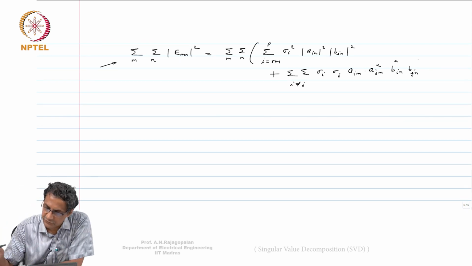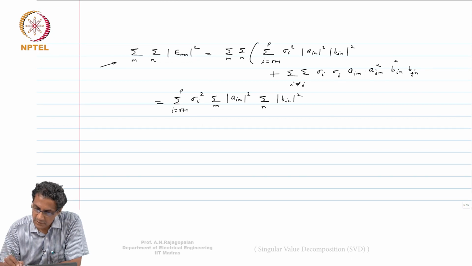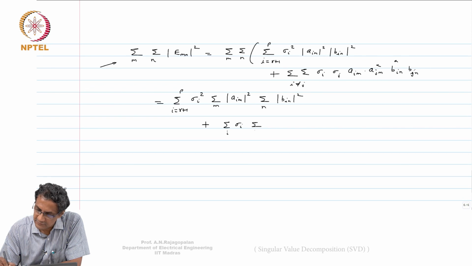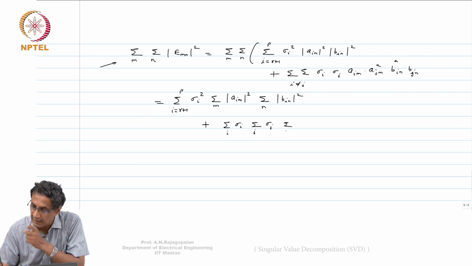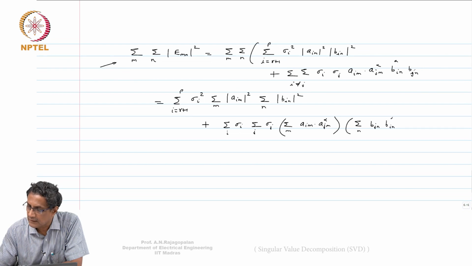So now if you push this summation inside and pull out, i equal to r plus 1 to p, sigma i square, push this m inside, you have magnitude a_im square into summation over n, b_in square, plus then let's keep this i outside, and sigma i, sigma j, and then summation over m, a_im, a_jm star into summation over n, b_jn into b_in star.